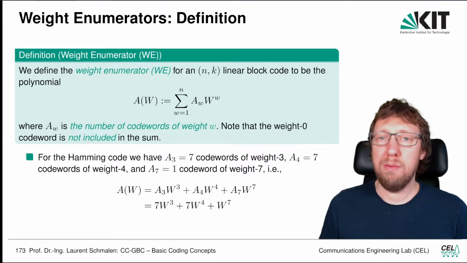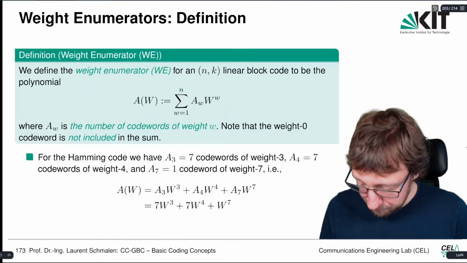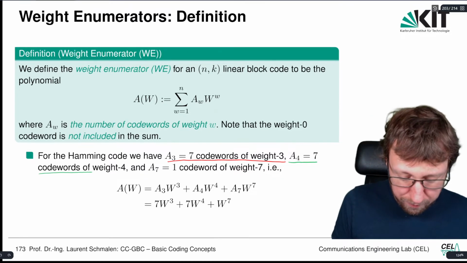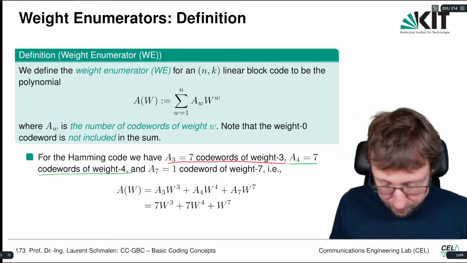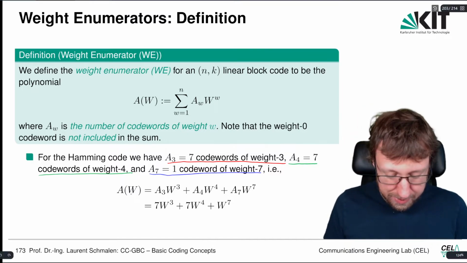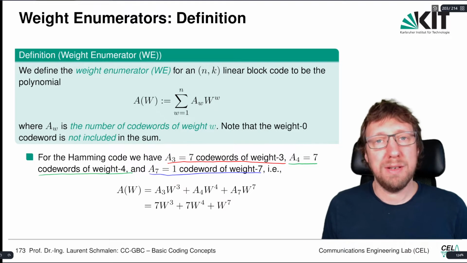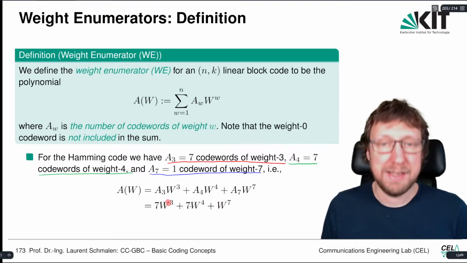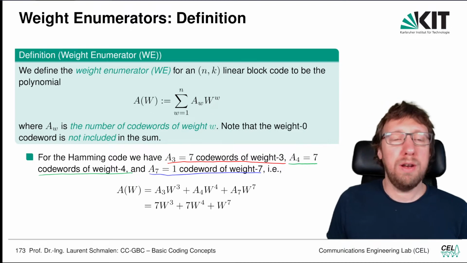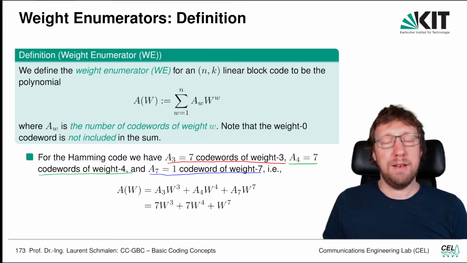So we recall our previous slide. We had A_3 is equal to 7 code words of weight 3. These were the red ones. We had 7 code words of weight 4. And we had 1 code word of weight 7. So the weight enumerator is obtained as A_3 times W to the power 3 plus A_4 W to the power 4 plus A_7 W to the power 7. So it's 7 times W cubed plus 7 W to the power 4 plus W to the power 7. That's the weight enumerator polynomial of a code. That's it already. So we just need to enumerate all the code words, then we count, and then we get the weight enumerator.